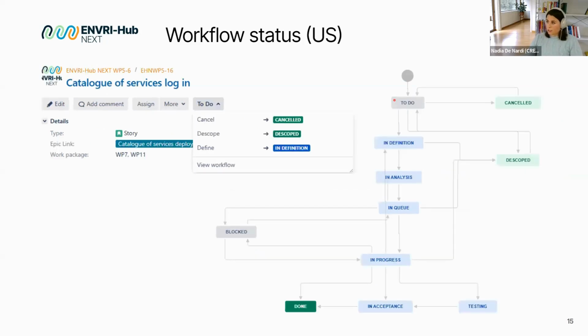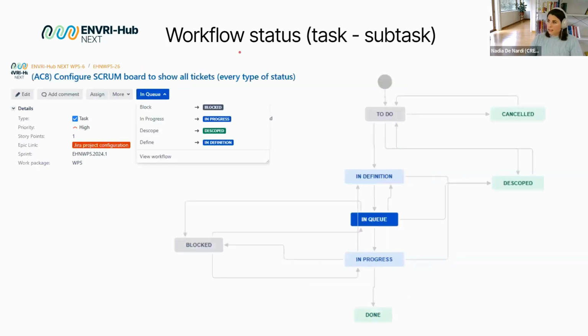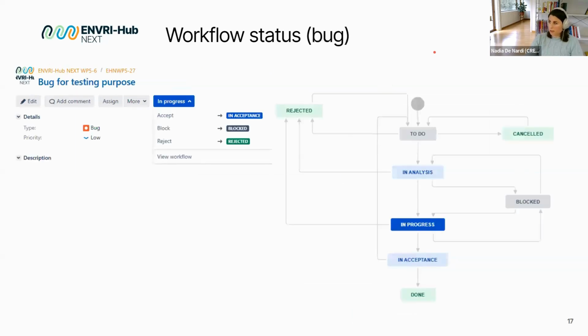The user story is similar. We have some more status, nothing particular, so we have the status in analysis, and then these two status from in progress, in testing, and then in acceptance and done. Okay, these three more. Task, subtask is simpler. We have less status, similar to the epic. And then the bugs, still similar. The only status that we have more is rejected.